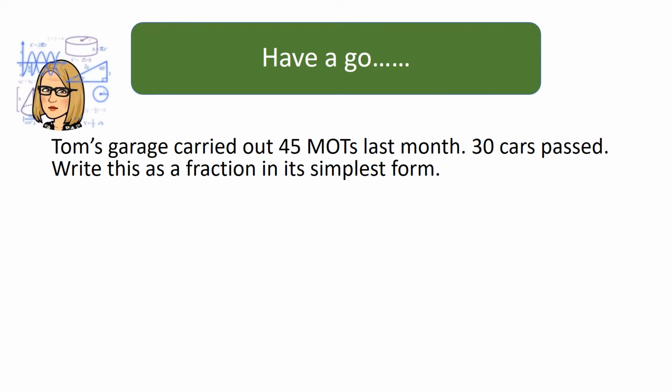Have a go at one yourself. Pause the video if you need to. Tom's garage carried out 45 MOTs last month and 30 cars passed. Write this as a fraction in its simplest form. Well, 45 is going to be my denominator because that's the total number of MOTs that were carried out, and 30 will be my numerator. So that gives me a fraction of 30 over 45.